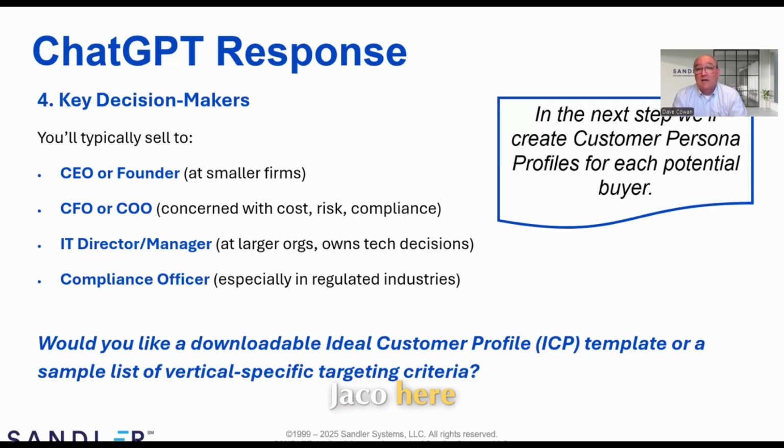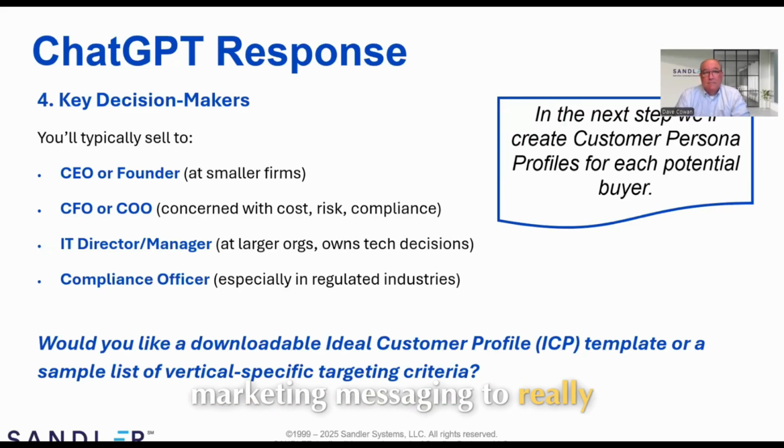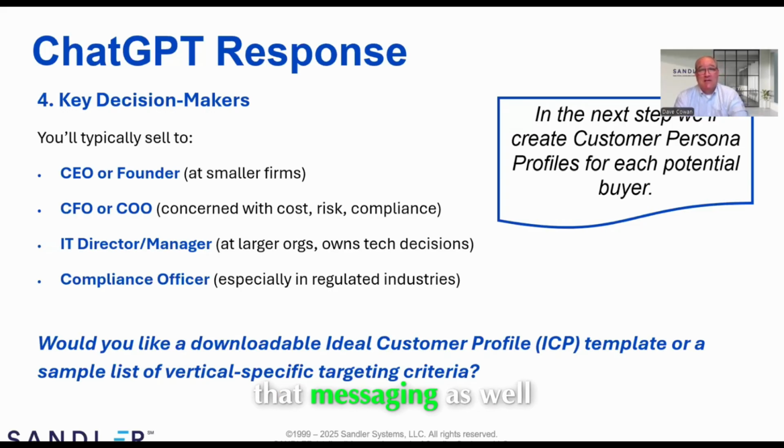Dave, Jaco here. Yes, Jaco. You know, this is so valuable because whenever we go into the marketing, it is like, what is the messaging that you need to have per your target market or per your persona? And if you don't know the persona, you cannot develop the marketing messaging to really speak to them. Exactly. And we'll continue on, and I'll get to that. How do we create that messaging as well?